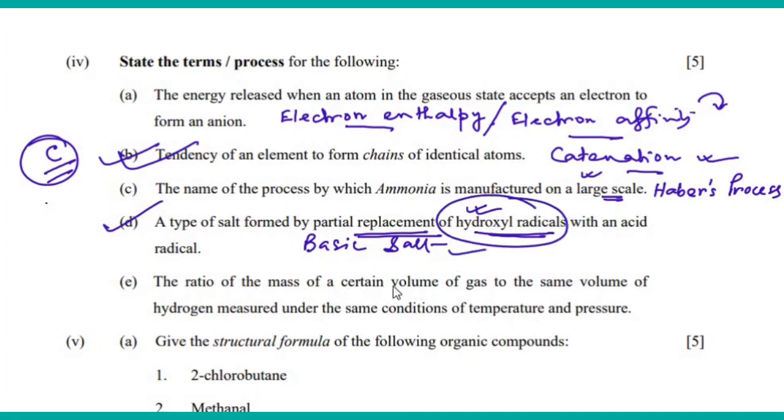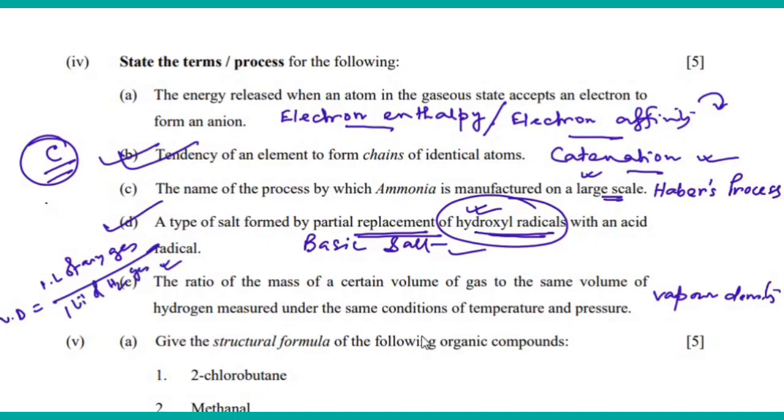The ratio of the mass of a certain volume of gas to the same volume of hydrogen measured under the same conditions of temperature and pressure is called vapor density. And we know that vapor density is half of molecular weight. That is, vapor density equals 1 liter of any gas divided by 1 liter of hydrogen gas at constant temperature and pressure. It's called vapor density.